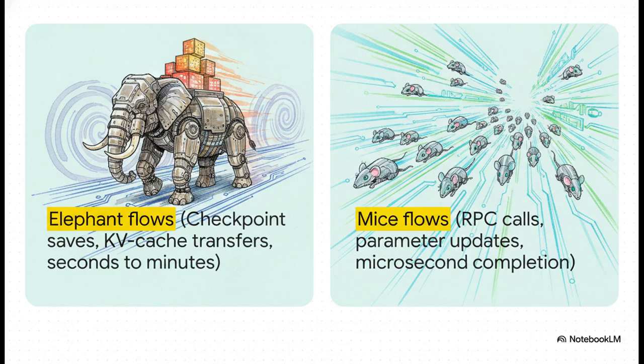Elephant flows are your massive data transfers. We're talking checkpoint saves, huge dataset loads, KV cache transfers. They carry hundreds of gigabytes and take anywhere from seconds to minutes to finish. On the total opposite end of the spectrum, you have mice flows. These are tiny, lightning-fast communications, like remote procedure calls or small gradient parameter updates. They complete in literal microseconds, and they are incredibly sensitive to even the slightest delay.